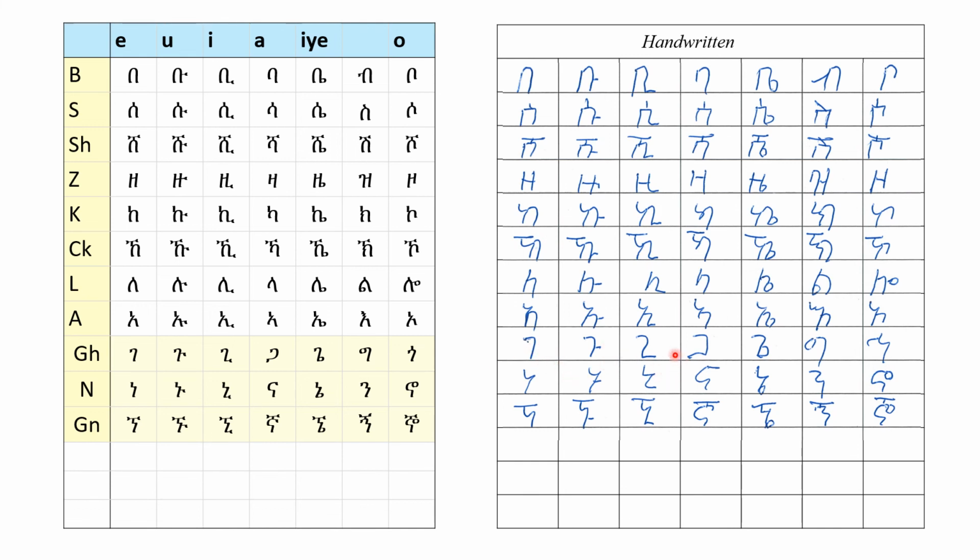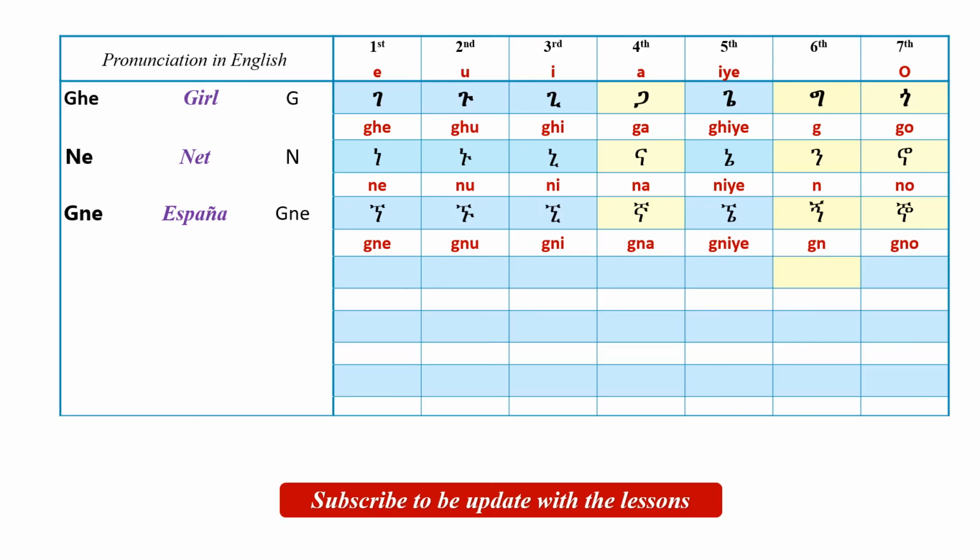G, Gu, Gi, Ga, Ge, G, Go. Ne, Nu, Ni, Na, Ne, N, No. Nye, Nyu, Ni, Nya, Nye, Nye, Nyo. 4th, 6th, and 7th row are irregular.